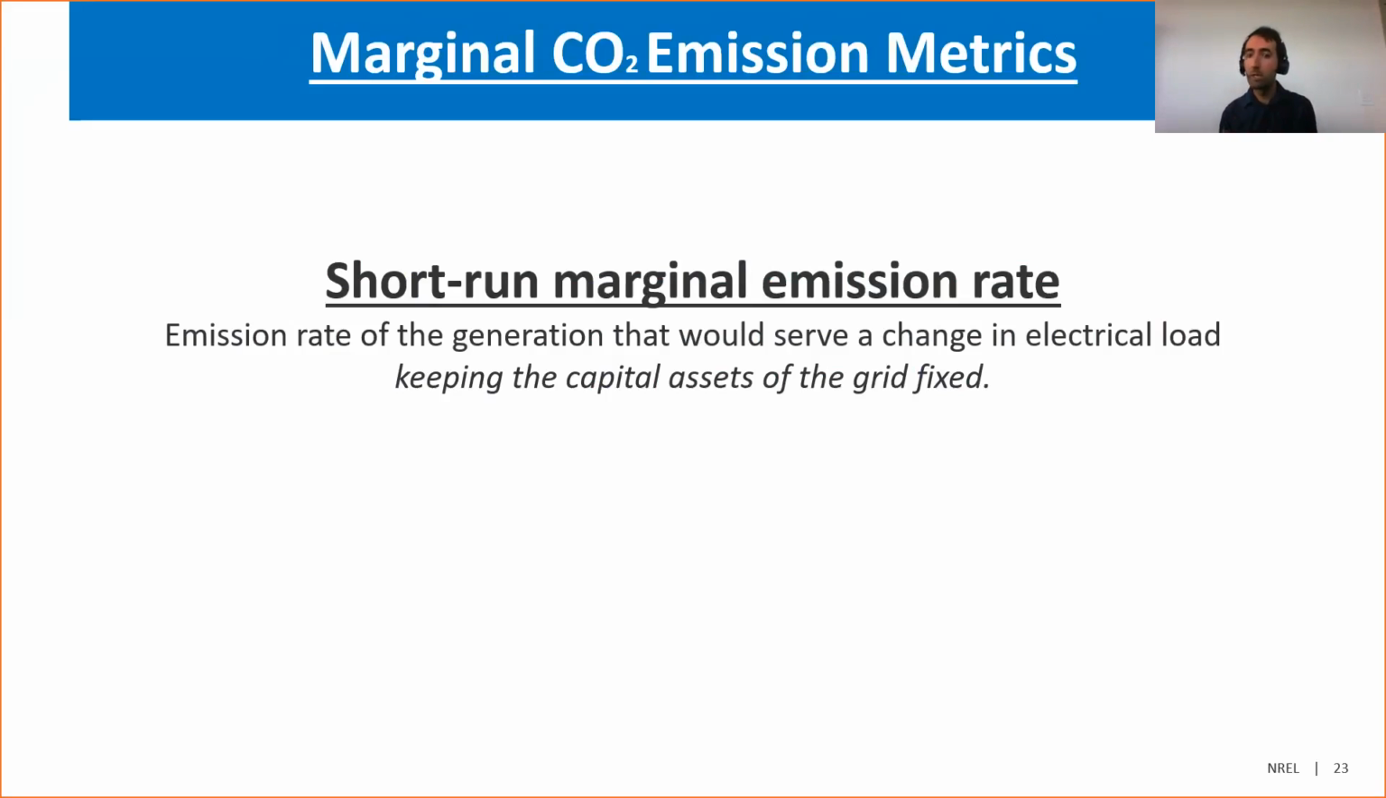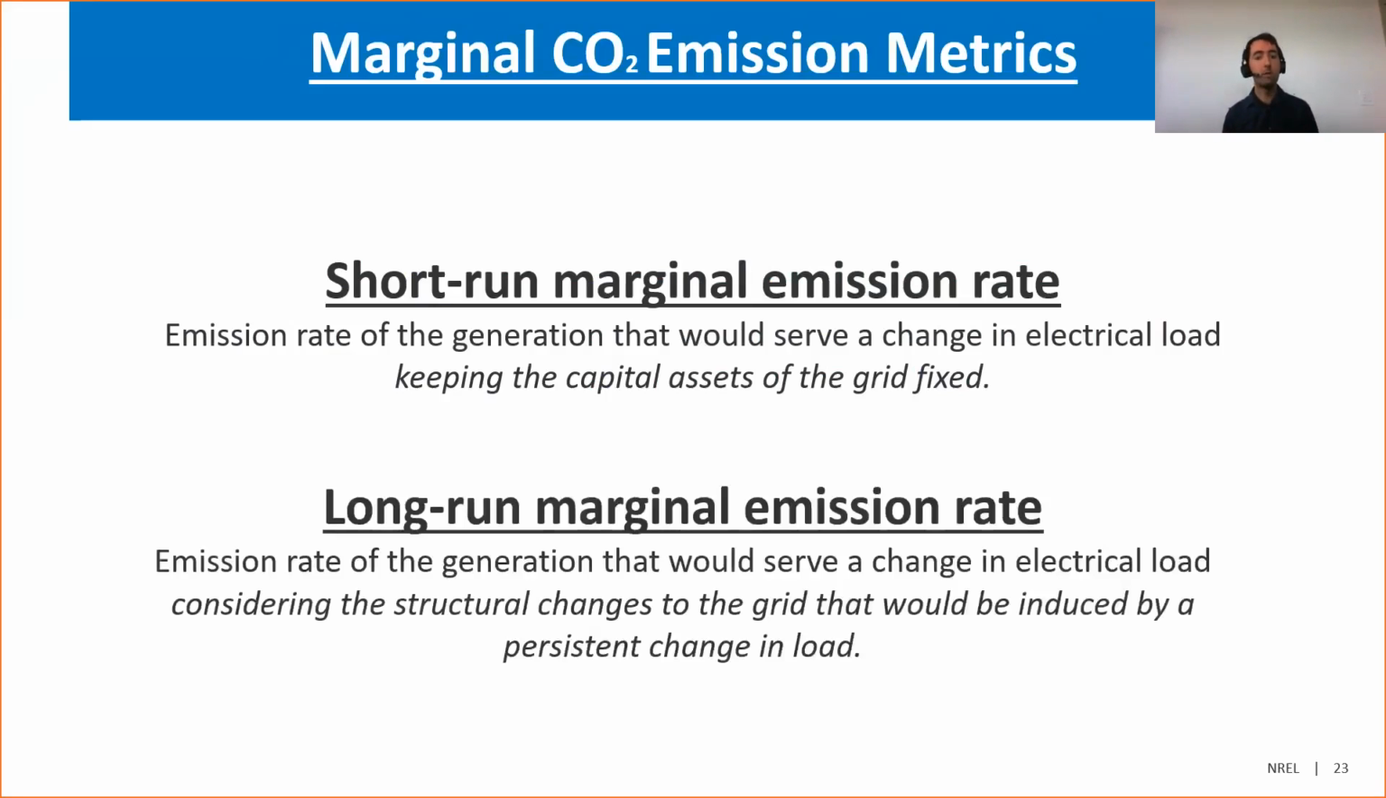What's super important is that this is neglecting an effect that happens when you change the load that you put on the system, either up or down. And that's why we have this other thing, which is called the long-run marginal emission rate. This is the emission rate of the generation that would serve a change in load when you take into consideration the structural changes to the grid that would be induced by a persistent change in load.